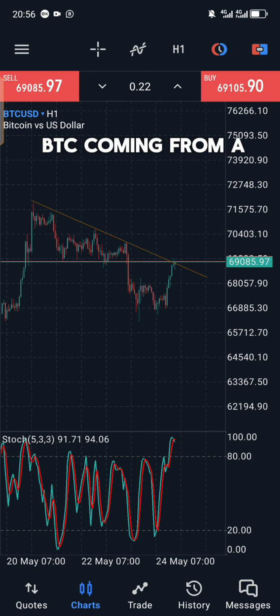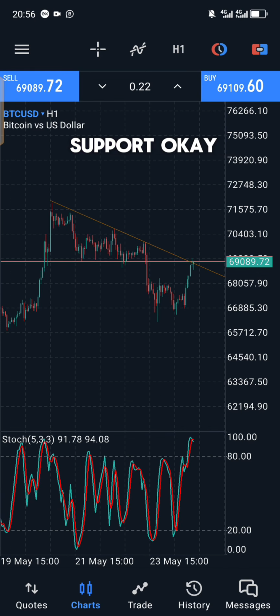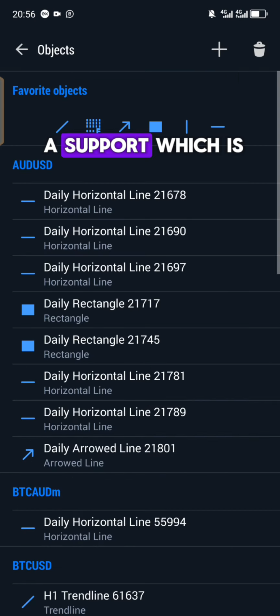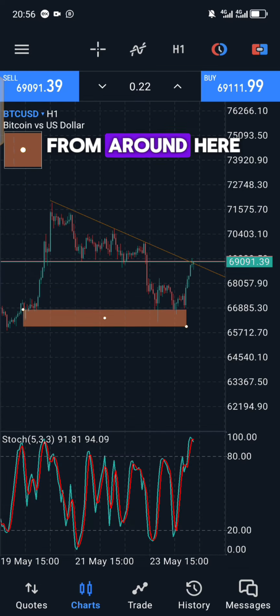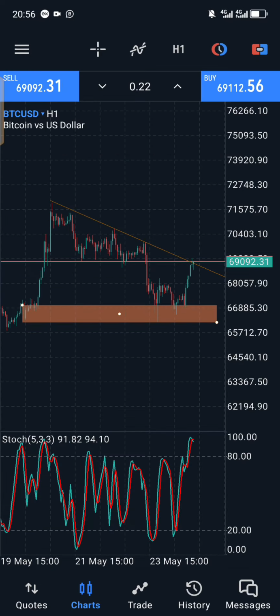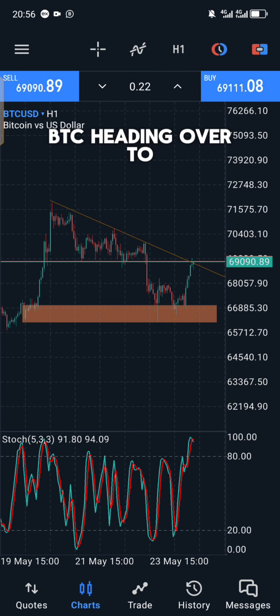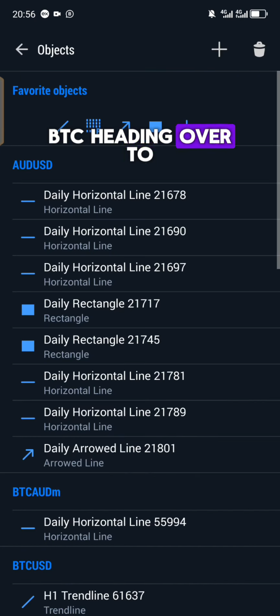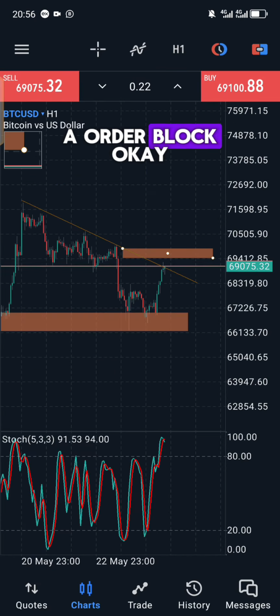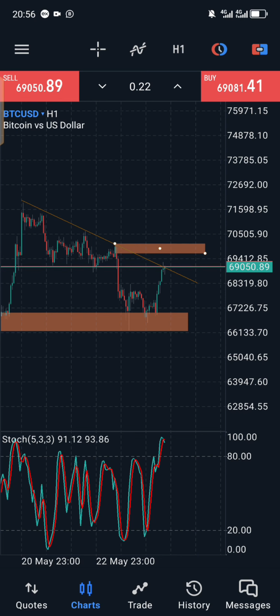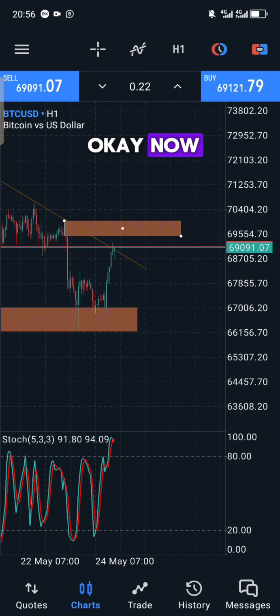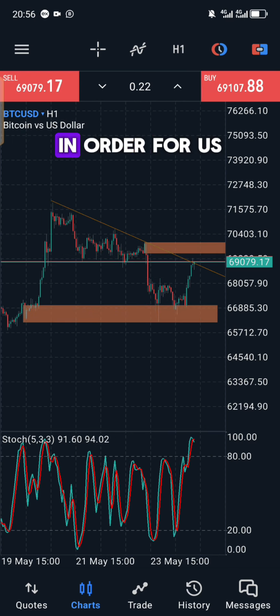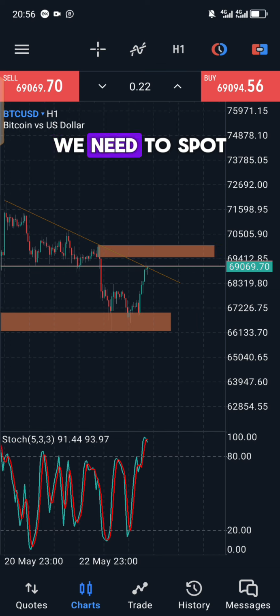We have BTC coming from a support, which is here. BTC is coming from around here, and now we have BTC heading over to an order block. In order for us to say that this is going to be a successful trade, we need to spot divergence.